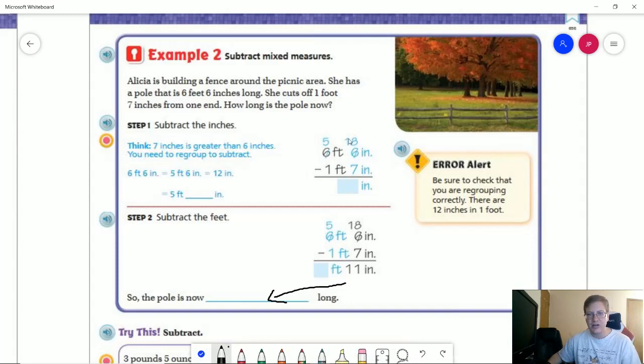And so now we can do 18 minus 7 to get 11 inches here. And again, they give you that down at the bottom. And then we would do 5 minus 1 to get the number of feet, and that would give us 4 feet. And so our answer for our subtraction problem would be 4 feet, 11 inches.